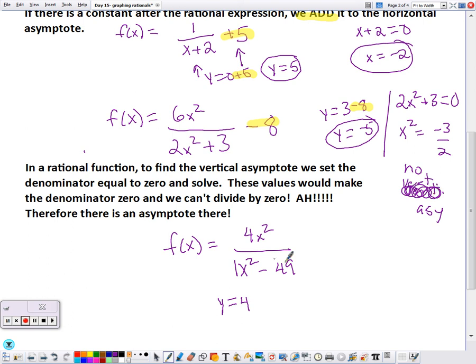To find the vertical asymptotes, we're going to say x squared minus 49 equals 0. You can factor. You can add 49 and take the square root. Either way, you get 7s and negative 7s not allowed. And those would be the vertical asymptotes. And you can put that on your calculator and check. Let's do that, just for fun.